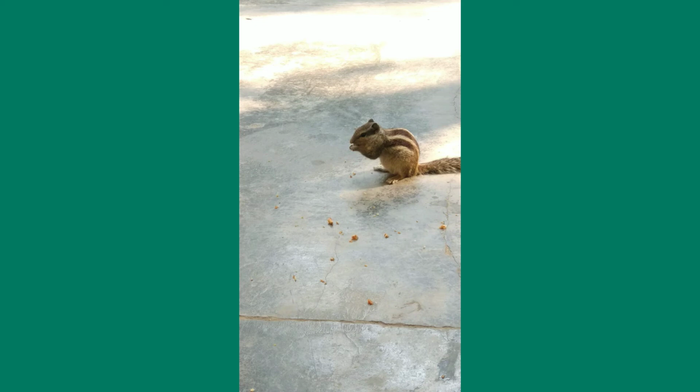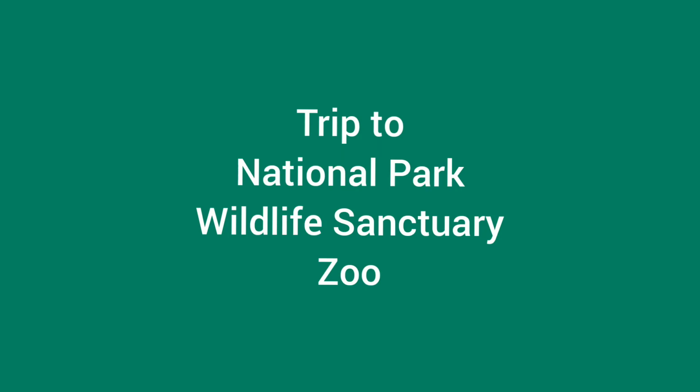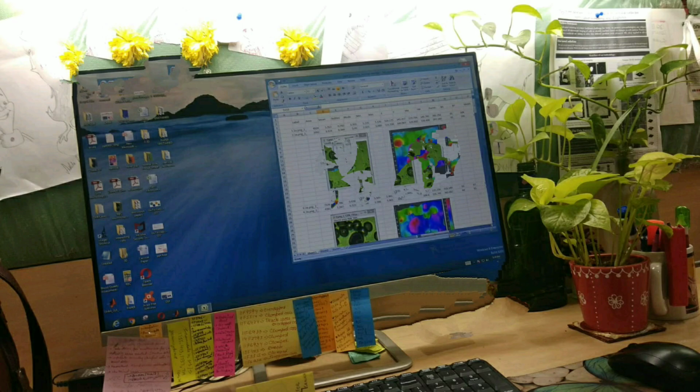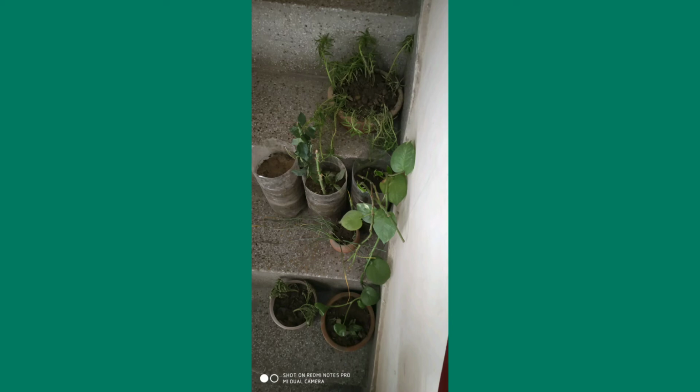Or as a family, you can try to go to national parks, wildlife sanctuaries, or the zoo to learn more about the wildlife. Or you can plant more trees, maybe a terrace garden. Small things that you can do on your own will eventually help the environment and the wildlife.